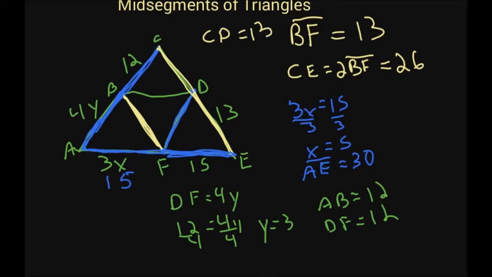Oh wait, we forgot BD. One more. We'll do it down here. So BD would be the same length as either AF or FE. They're both 15, so BD would equal 15.